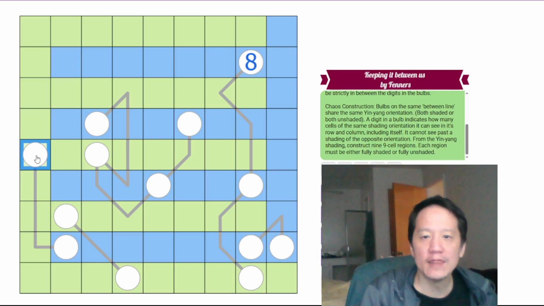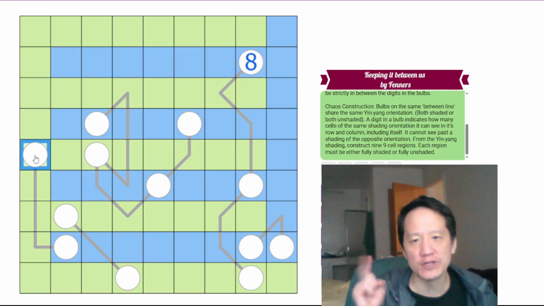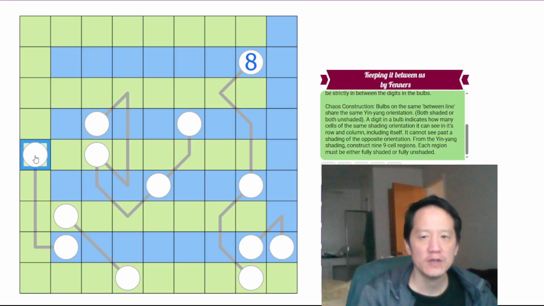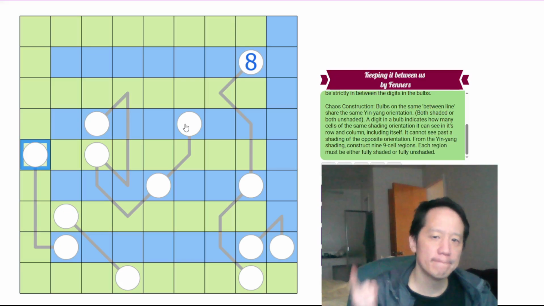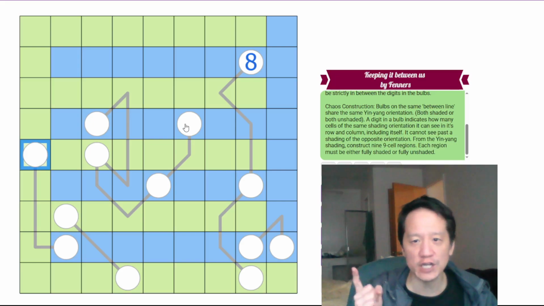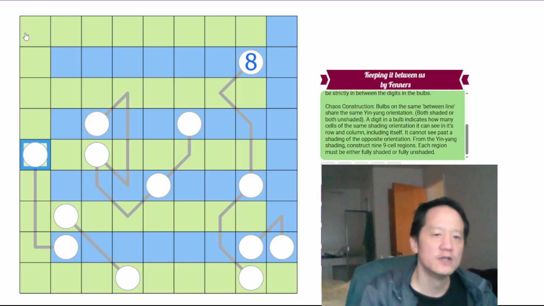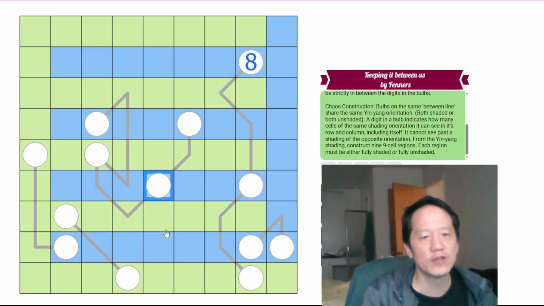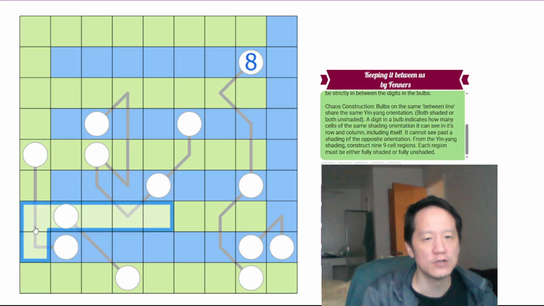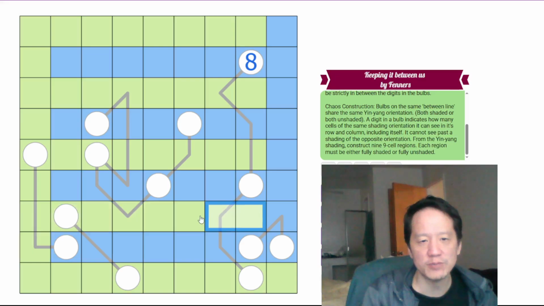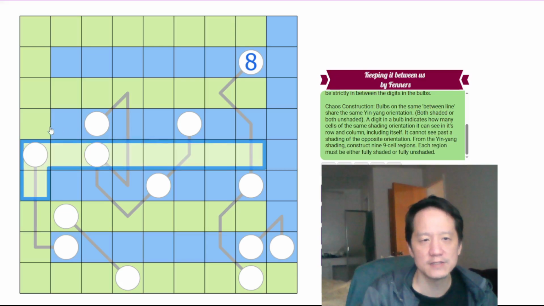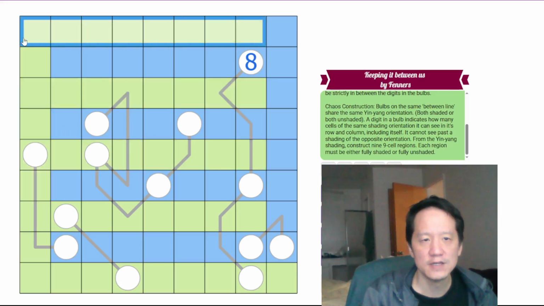Okay. And then on top of that, this is where the chaos construction part comes in. From the yin-yang shading, construct 9 9-cell regions. Each region must be either fully shaded or fully unshaded. So the regions that we come up with have to be all either shaded or all unshaded. So you could have, for example, a region like this, and then a region like that, and then a region like that, and then a region like that.